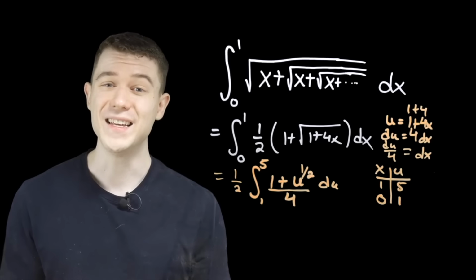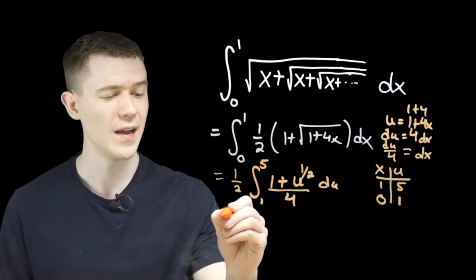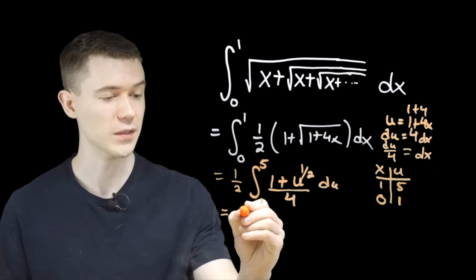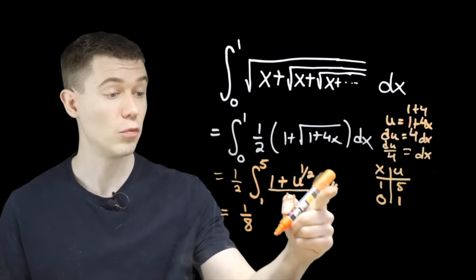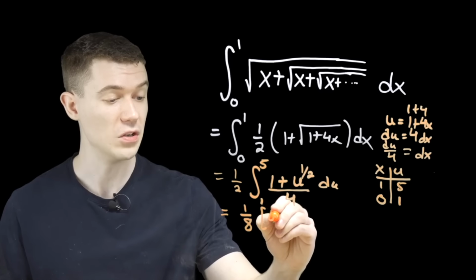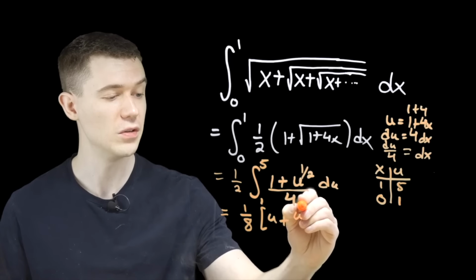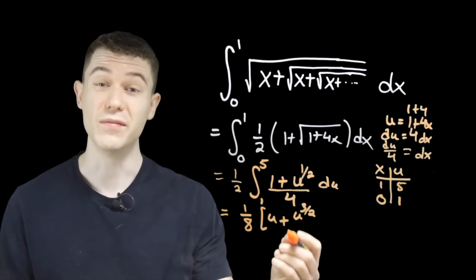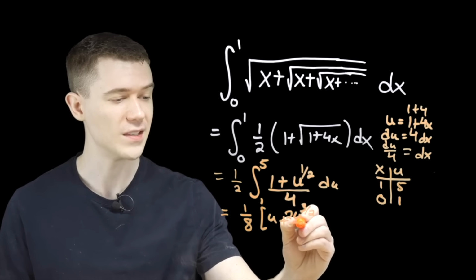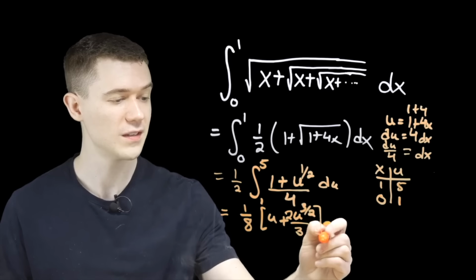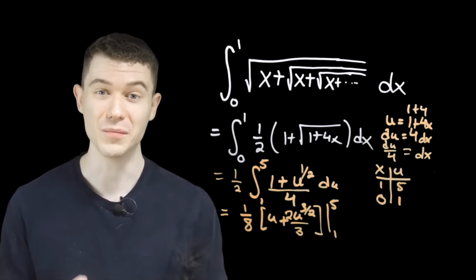We're ready to take the antiderivative, apply the good old fundamental theorem of calculus. I think I'll just simplify 1/2 times a quarter, make that 1/8. The antiderivative of 1 du, that will be u. The antiderivative of u to the 1/2 should be u to the 3/2. Divide by 3/2, we divide by the new power. Dividing by 3/2 is the same as multiplying by 2/3. And then we evaluate from 1 to 5 using that fundamental theorem of calculus.